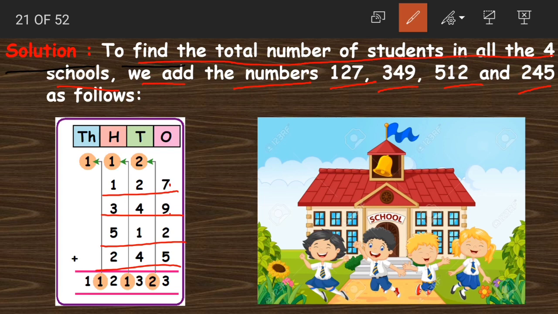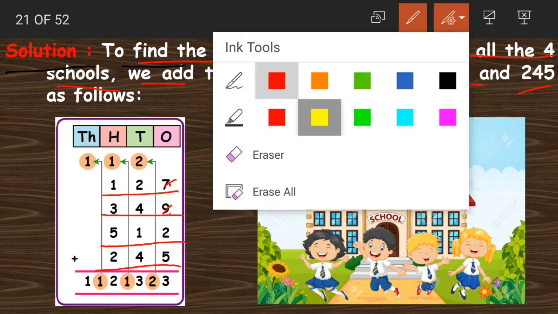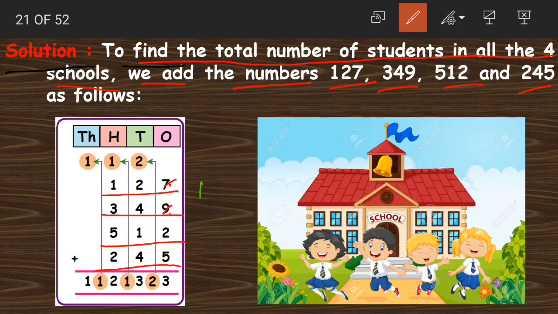You can take two numbers and add, okay? 7 plus 9 becomes 16. Now 16 plus 2. Add 2 to this 16. 16 plus 2 becomes 18. Now 18 plus 5 becomes 23.